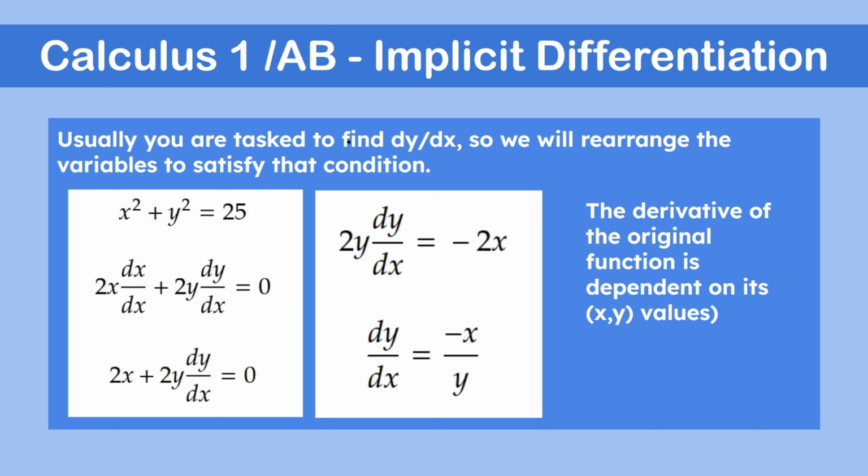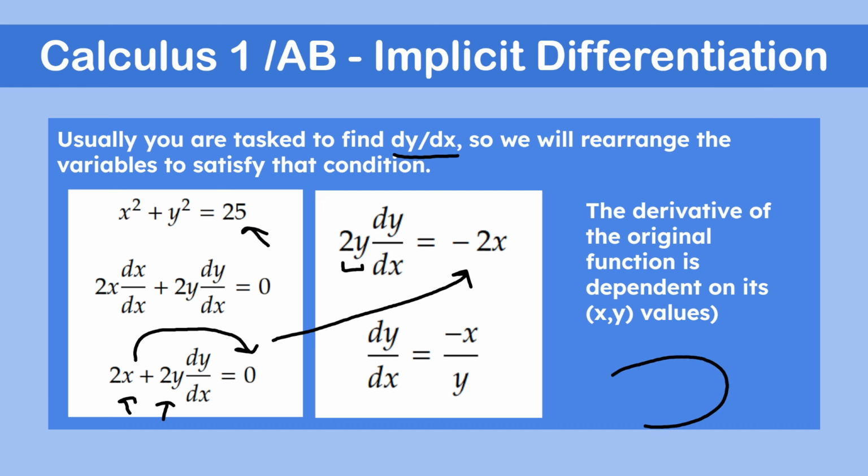Usually in these questions you're asked to find dy dx, so we will rearrange the variables to make sure that condition is met. We have this sum of terms over here. I'm going to move 2x to the right, shown over here, and then divide by 2y. So now the derivative of y with respect to x is equal to negative x over y. The derivative of the original function is dependent on its x and y values. It's no longer just based on x. It can also be based on y, because this graph over here is essentially a circle, so its derivative would also be based on its x and y parts.